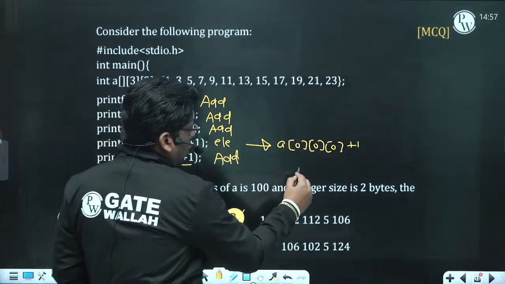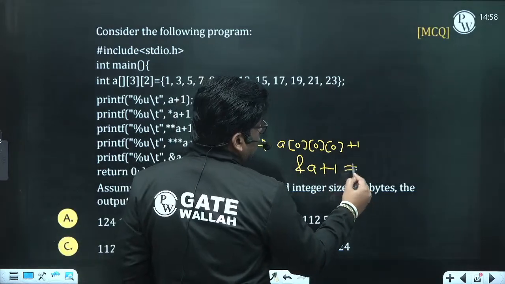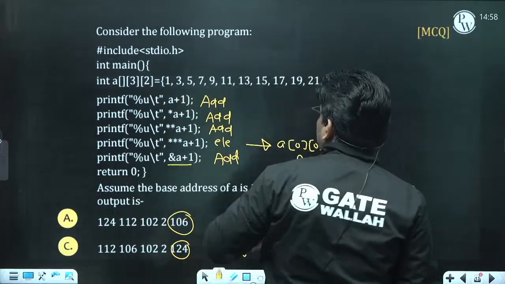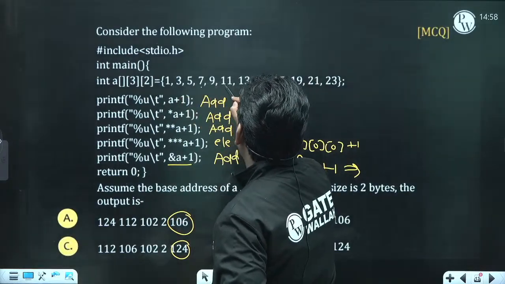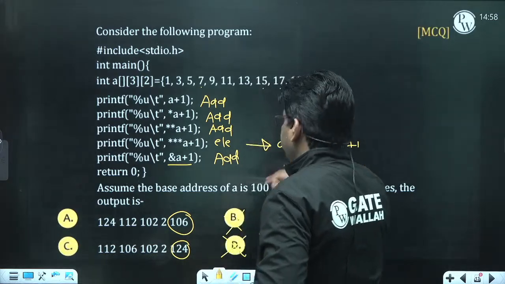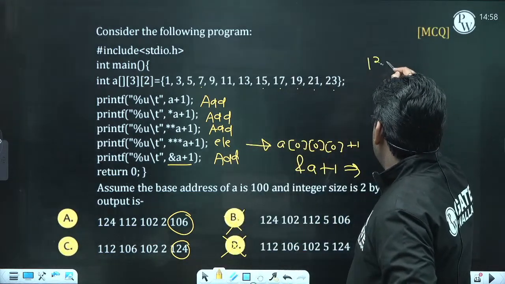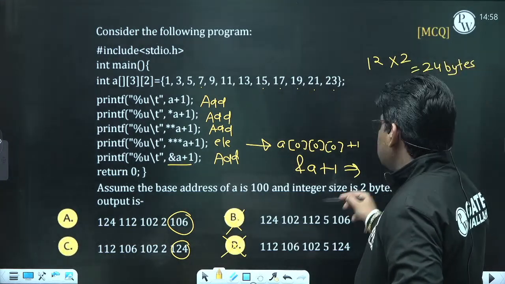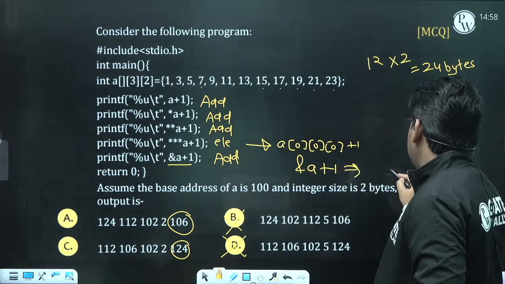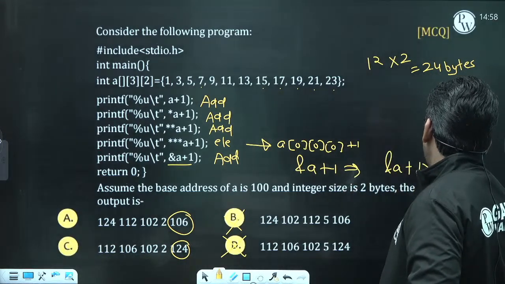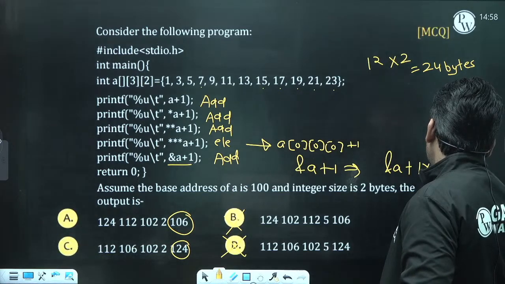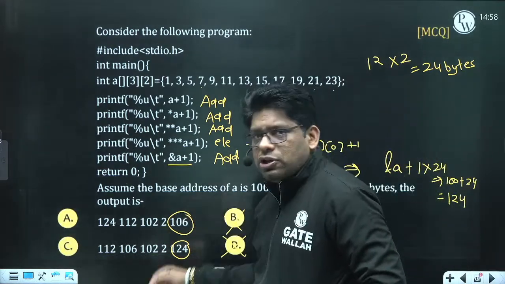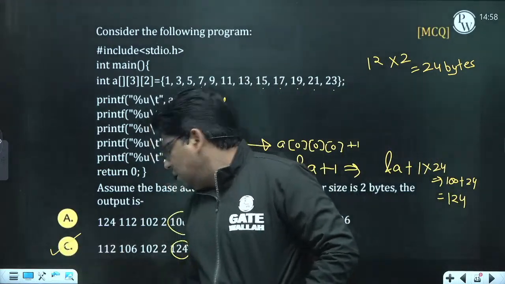Whenever you talk about ampersand of A plus 1, that means we are talking about the entire array. What is the size of the entire array? How many elements are there? 1, 2, 3, 4, 5, 6, 7, 8, 9, 10, 11, 12. Sir, 12 integers into 2 bytes. So the size of the entire array is 24 bytes. That means ampersand of A plus 1 is nothing but ampersand of A plus 24. And because the starting address is 100, 100 plus 24, the answer is 124. For sure, the correct answer is option C.